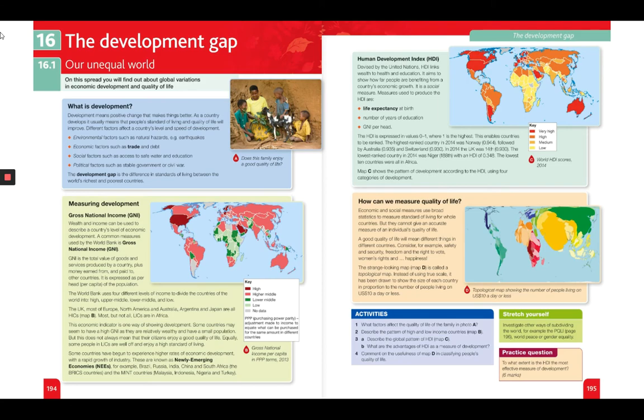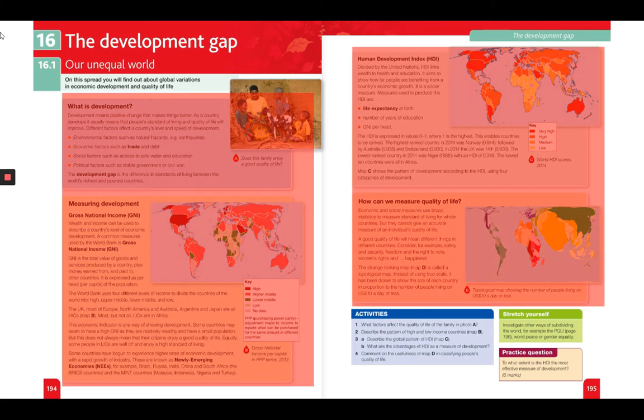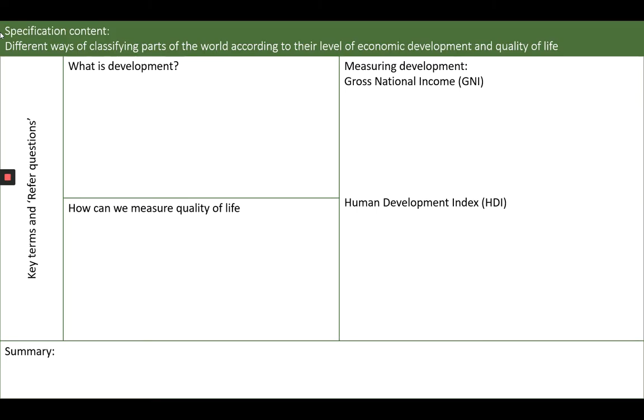Your first set of Cornell notes will be based on pages 194 and 195. The content here is shown across the top in the green section. You can see that I've split the main section into 3 subsections for you, but the key terms and refer questions column is still there on the left, as is the summary section across the bottom. To make it a bit easier for you, I've matched the headings to the textbook. Press pause and complete this page.